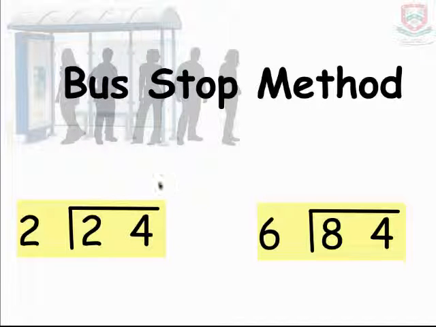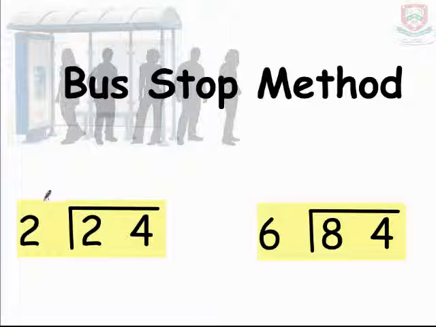A very typical method for division is called the bus stop method, also known as short division. It's a very quick and methodical way to divide whole numbers and decimals. So what does this first question ask us? It tells us we have the number 24. This is what we're starting with, and we're going to split it into groups of 2.